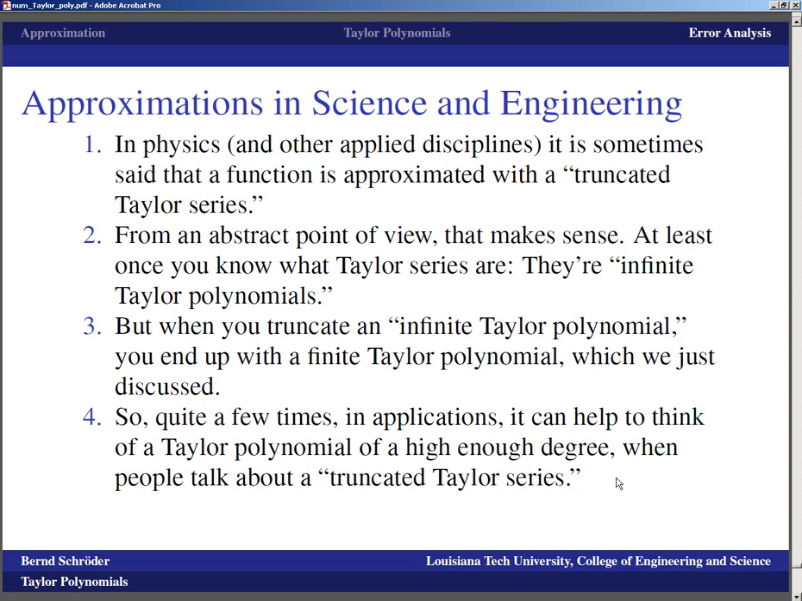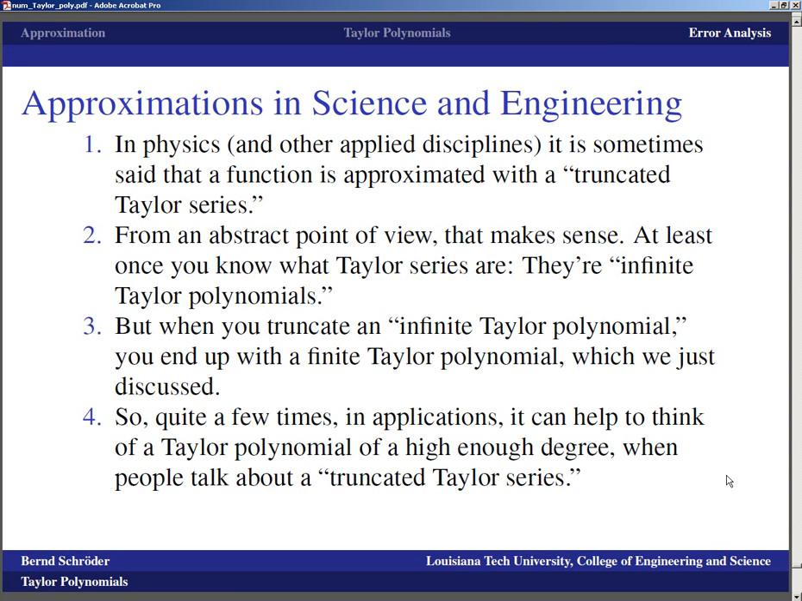In fact, most often, especially in the early classes that you might be taking concurrently to this class, when people use a truncated Taylor series, they often just talk about a linear approximation. They just talk about a tangent line, or at worst, maybe a second order approximation.